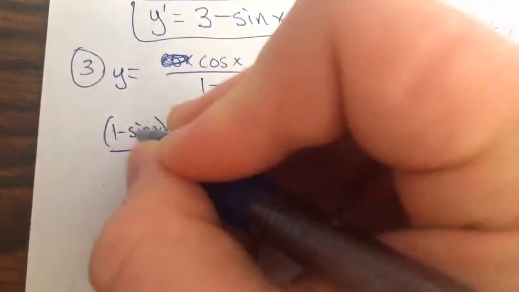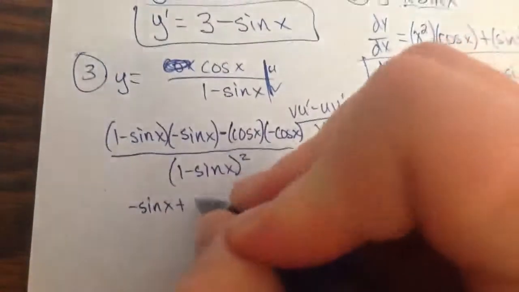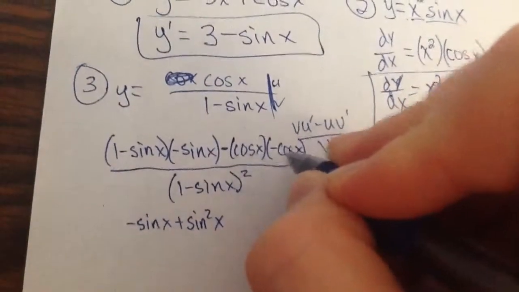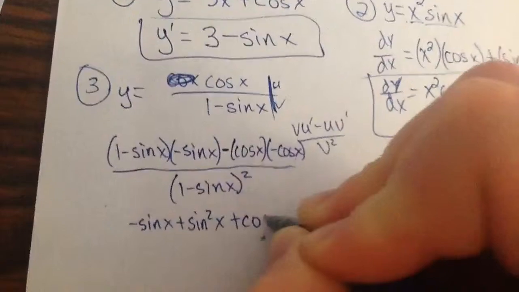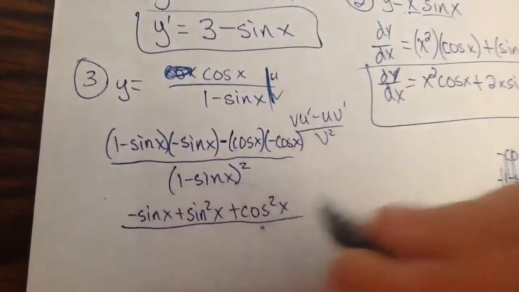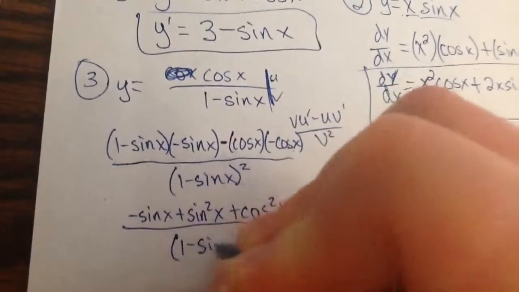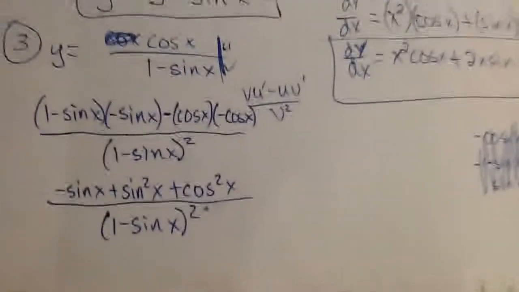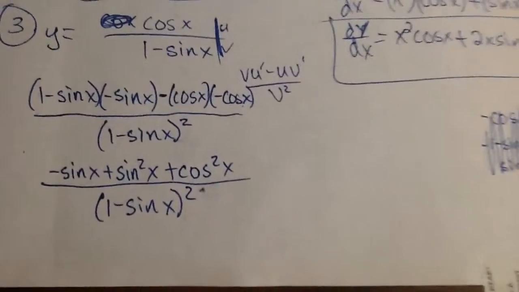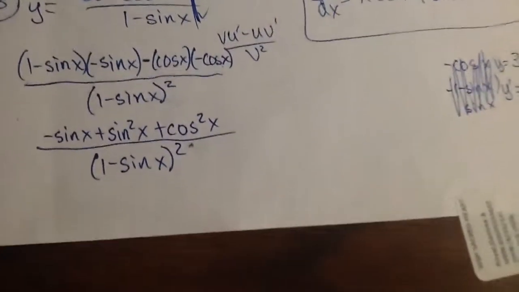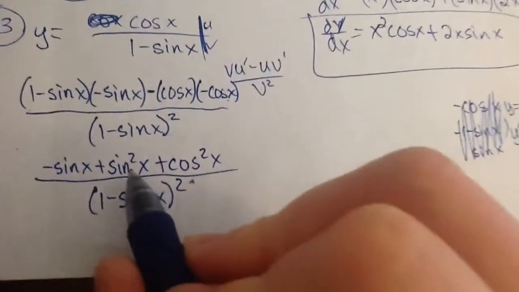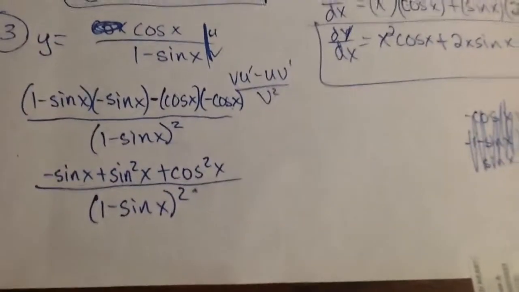So I get negative sine of x plus, if you have sine times sine, that's sine squared of x. And then negative cosine times negative cosine would be plus cosine squared of x, all over 1 minus the sine of x squared. And now this is where we're going to get stuck and we're going to be in trouble because we never learned trig identities. This is the most simple example of a trig identity. You have sine squared of x plus cosine squared of x.